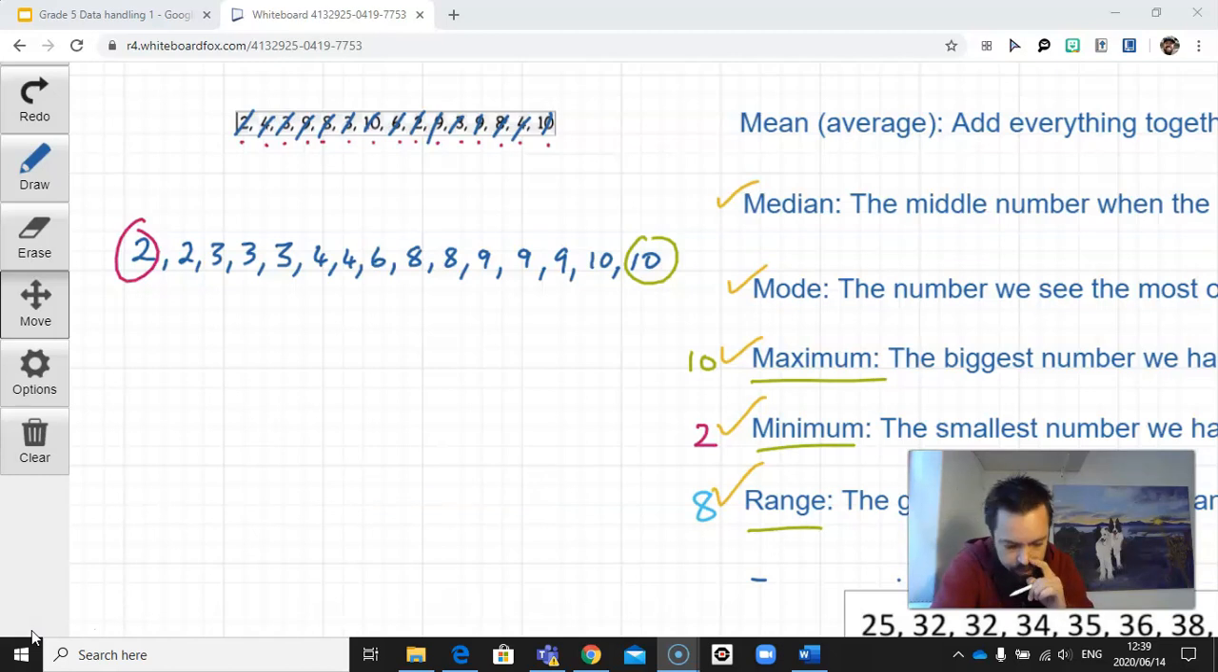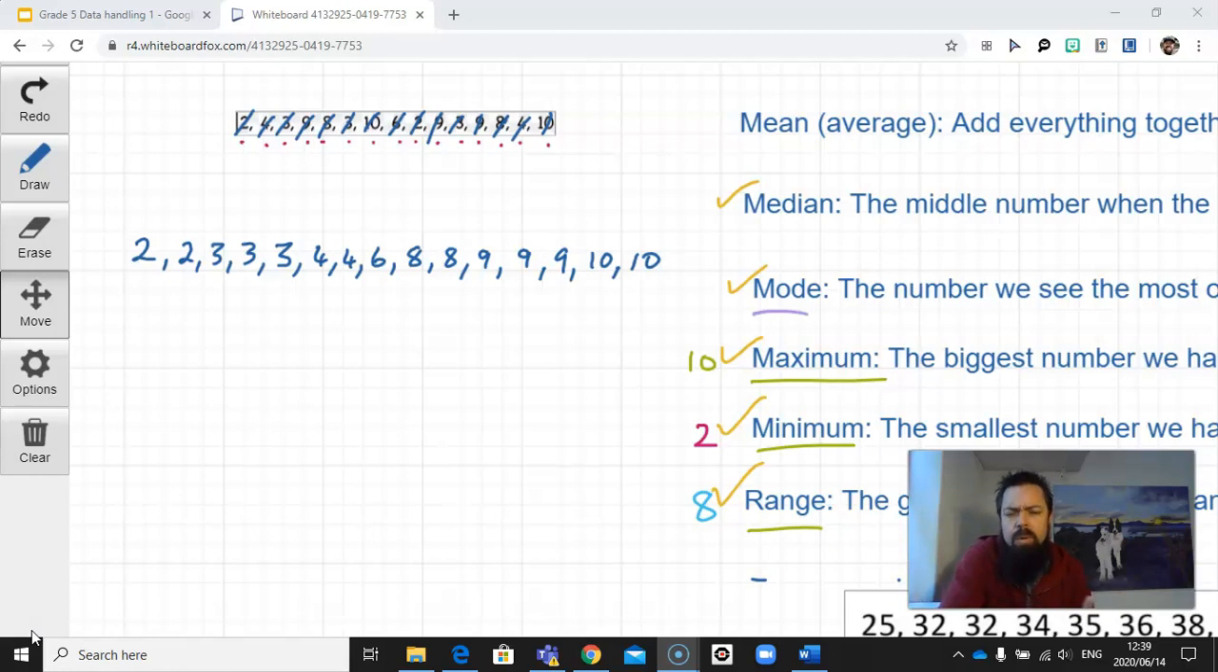Which means that our range is 8. Okay, so we've done the 3 easy ones. I'm now going to do the mode, and then I'll come back to the mean. I'm doing that just because I have to cross things out when I'm working out the mean. Okay, so let's see our mode.